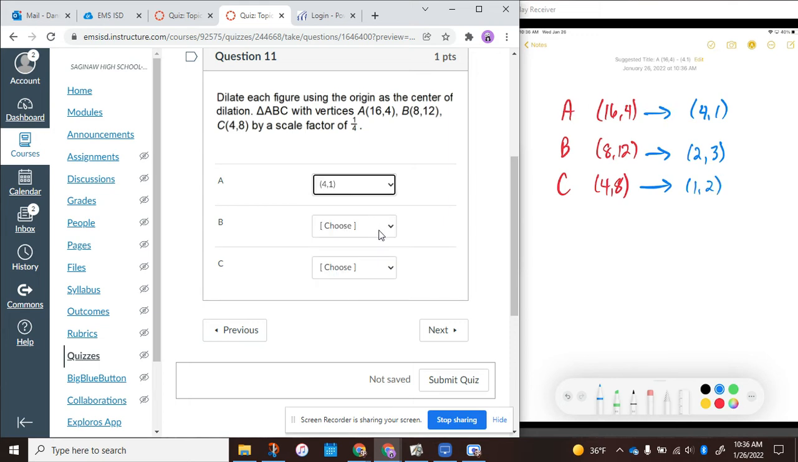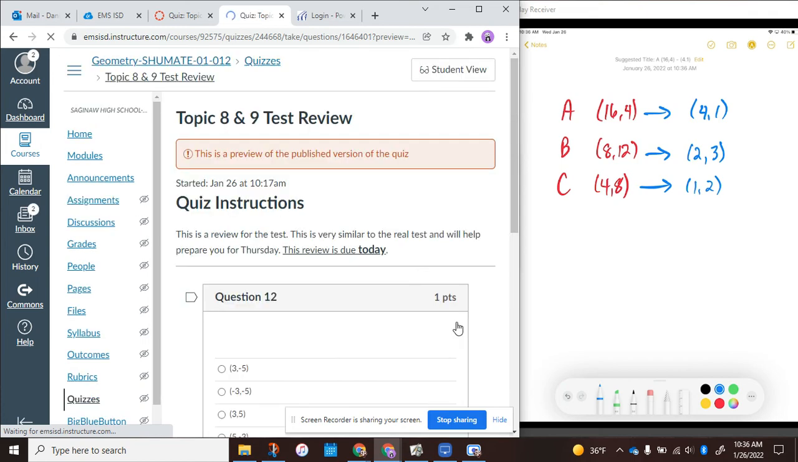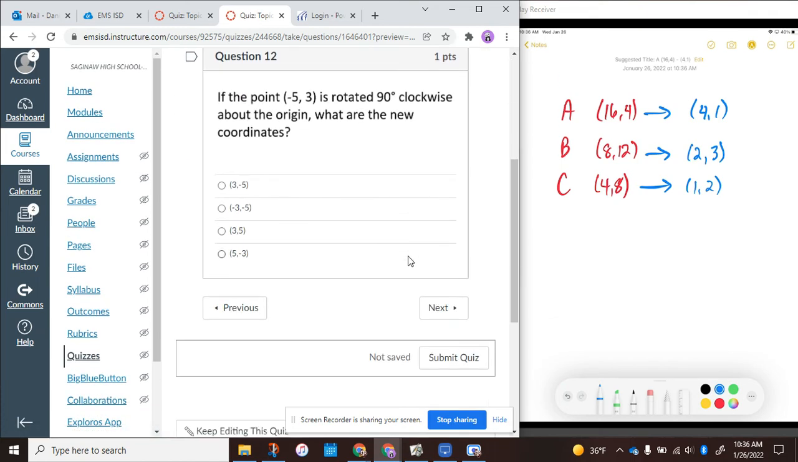So we've got 4, 1. We've got 2, 3. And we've got 1, 2. Question number 12. Point is rotated 90 degrees clockwise. What are the new coordinates?